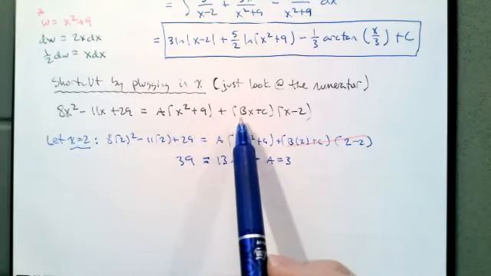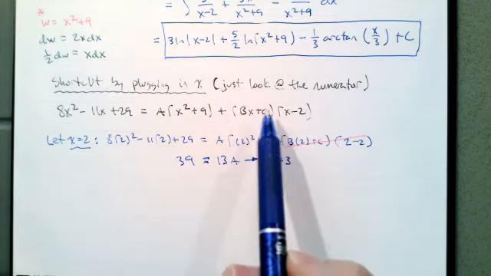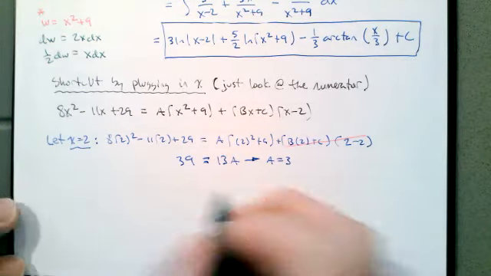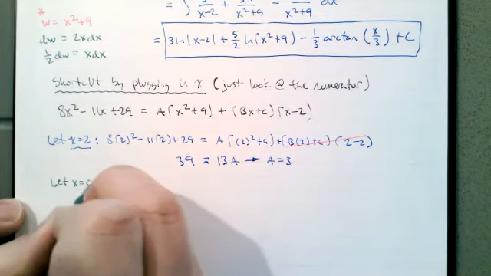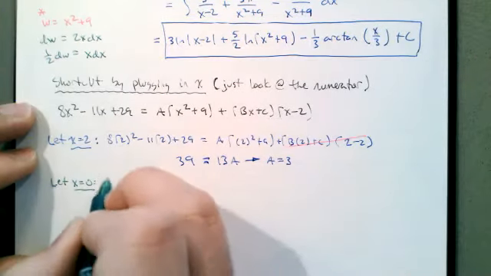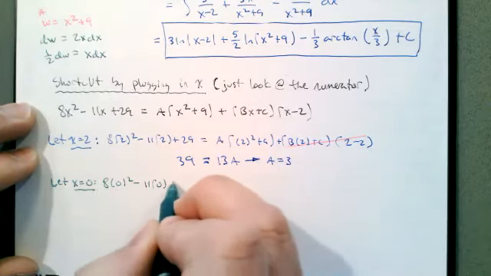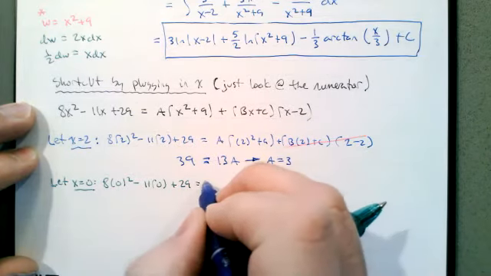I'm going to pick x equals 0. That'll take out this b, and that'll just leave c in the equation. So that's my next choice. Let's let x equal 0. So 8 times 0 squared minus 11 times 0. Oh, we love plugging in 0, don't we? We now know that a is equal to 3, so that can go in.